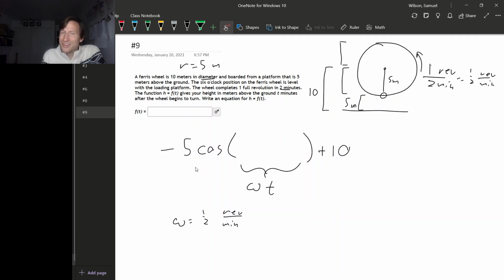But to use cosine, we have to have omega in radians per minute. So we need to convert this to radians per minute. And there's 2 pi radians in 1 revolution. So this is pi radians per minute. All right, so now we can put that in here. We get pi times t. And we're done.